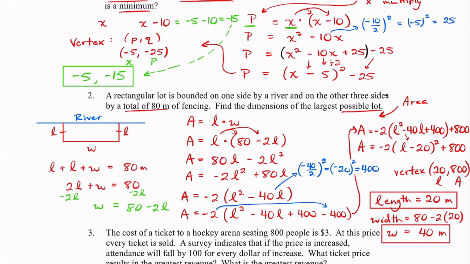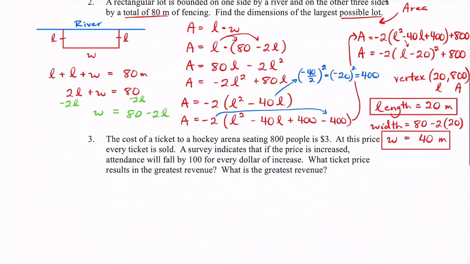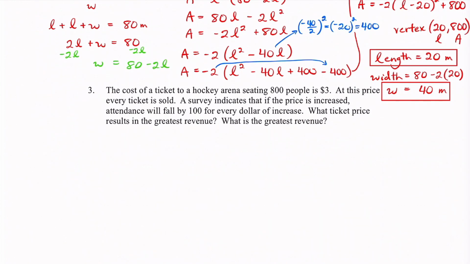Okay, so now that we're finished that one, we can move on to our last one, number 3. And this one says, the cost of a ticket to a hockey arena seating 800 people is $3. At this price, every ticket is sold. A survey indicates that if the price is increased, attendance will fall by 100 for every dollar of increase. And that makes sense. If you increase the price, less people are going to come. What ticket price results in the greatest revenue?